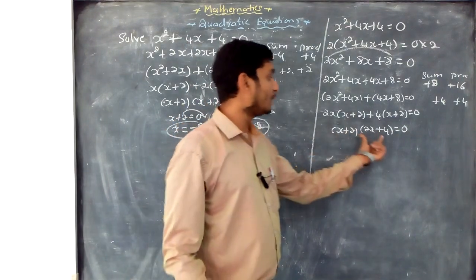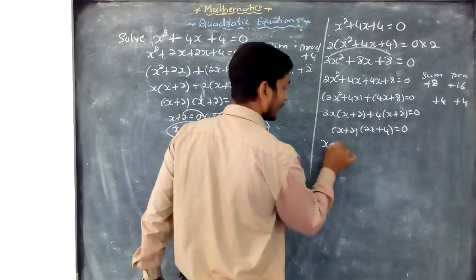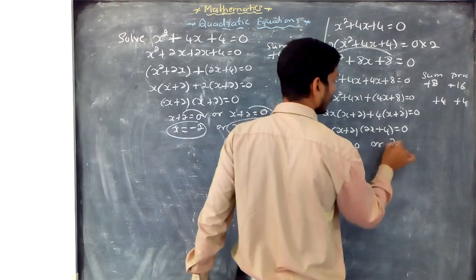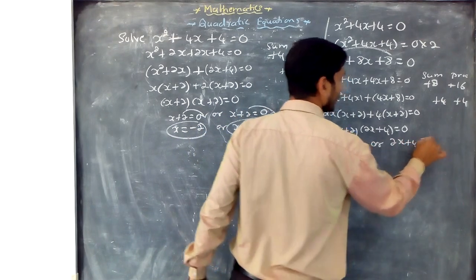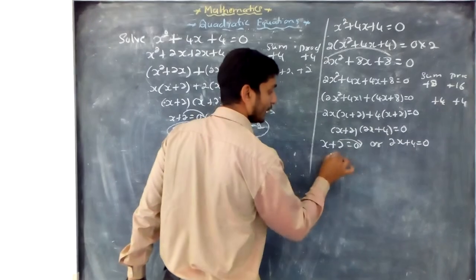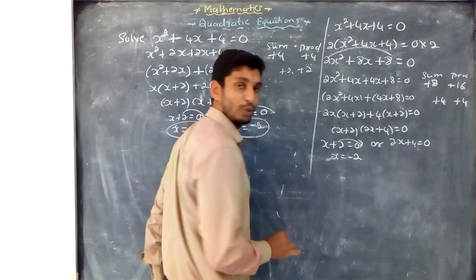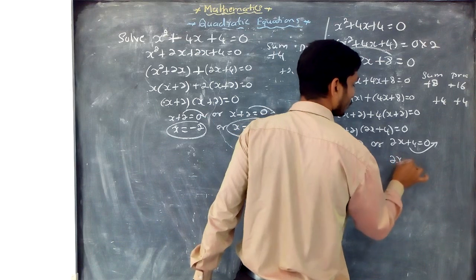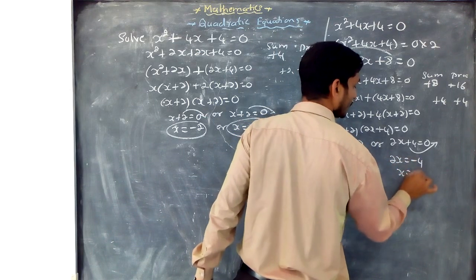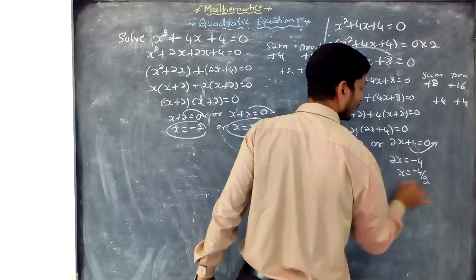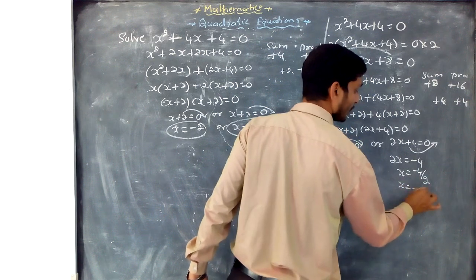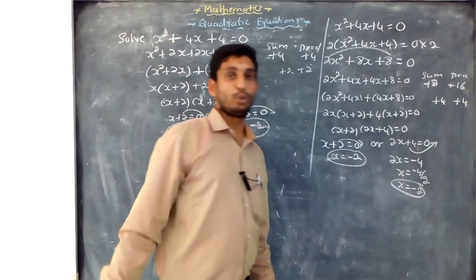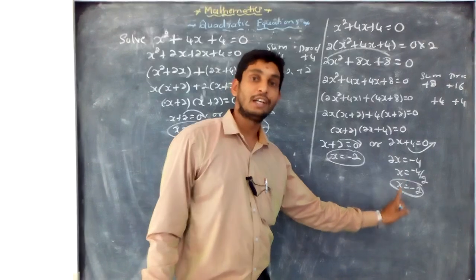It is just like a into b equals 0. That means either x plus 2 equals 0 or 2x plus 4 is equal to 0. Yes, transfer 2 to right side. x is equal to minus 2. One root is minus 2. Now transfer this 4 to right side. That is 2x is equal to minus 4. x is equal to minus 4 by 2. That is x is equal to minus 2. That's why another root is also minus 2.